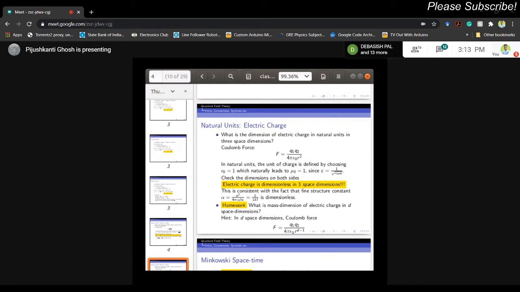Why not 4 dimensions? In 4 dimensions, we know that the formula for the potential or the force varies differently. That is not 1 by r square, but 1 by r cube. Now people have studied using classical mechanics that if the gravitational interaction was varying like 1 by r cube instead of 1 by r square, or a higher power of 1 by r square, then these orbits will not be stable.